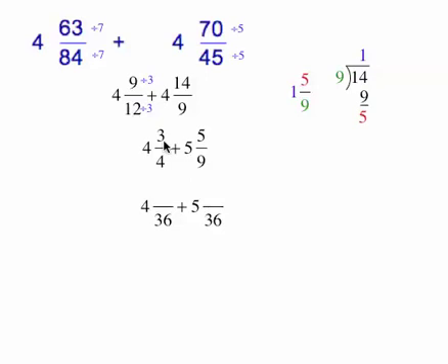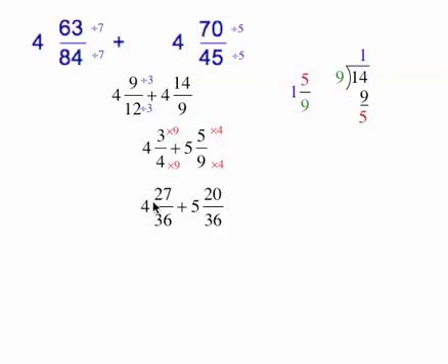And all we have to do to figure out what that blank is, just say, well, 4 times what is 36? 4 times 9. So I'm going to multiply the 4 by 9, and I'm going to multiply the top by 9 as well. So 3 times 9 is 27. And then 9 times 4 is 36. So 5 times 9 is 45... so 5/9 times 4 over 4 gives 20/36. All right, so now we have 4 and 27/36ths plus 5 and 20/36ths.